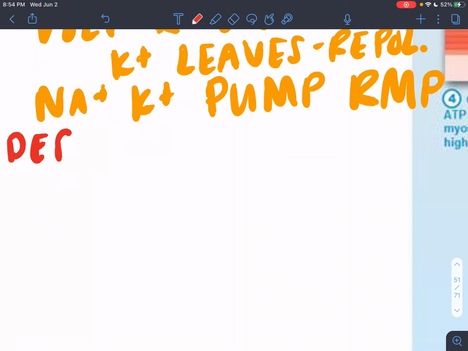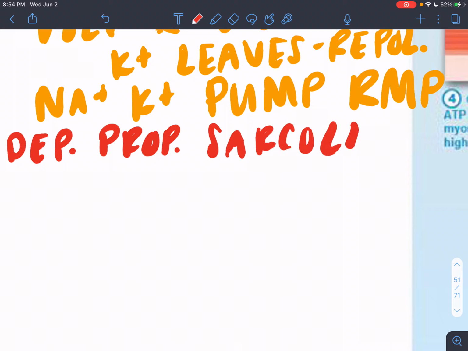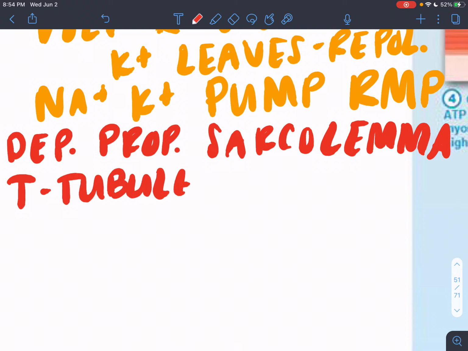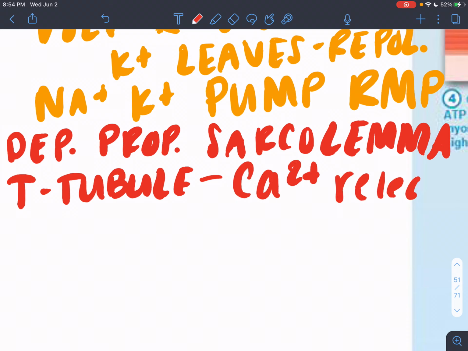So depolarization is going to propagate along the sarcolemma until it reaches the T-tubule. It enters the T-tubule and it allows calcium to be released from the terminal cisternae of the sarcoplasmic reticulum.